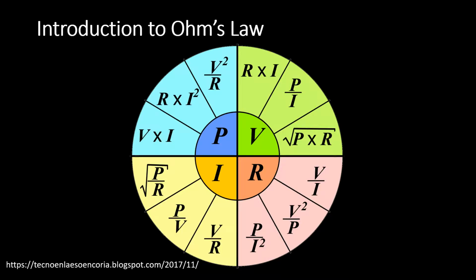But if you look at the upper right corner, if you know the resistance and the current, that's R times I, you will be able to calculate the voltage. In the lower right corner, if you know the voltage and the current, V divided by I will give you the resistance. In the lower left corner, if you know the voltage and the resistance, voltage divided by resistance gives you the current.